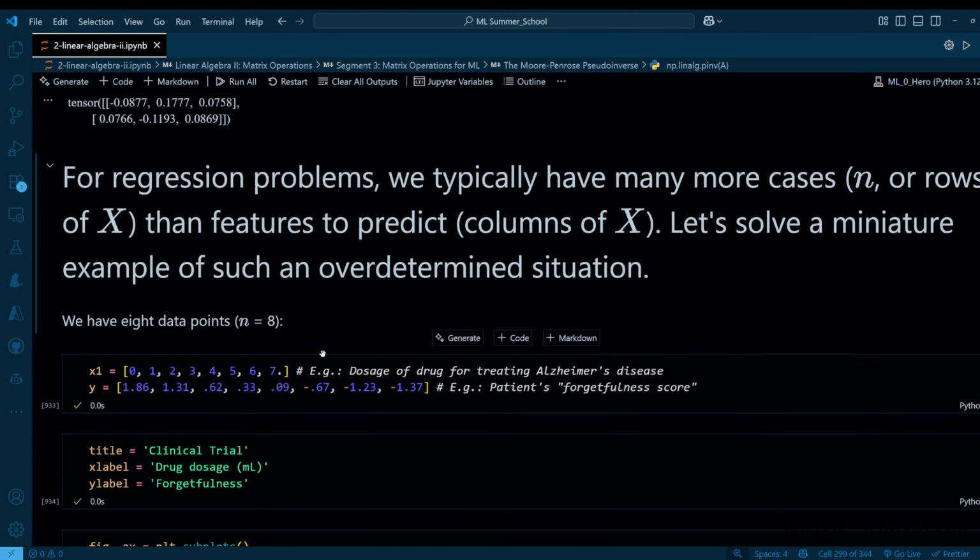Now interestingly, let's analyze a real world problem. Assume that X can be called a row matrix, where the doses of a drug for treating a disease are mentioned. And talking about Y, the patient's forgetfulness score is mentioned. That means there is a relation between the dose and the patient's forgetfulness score.